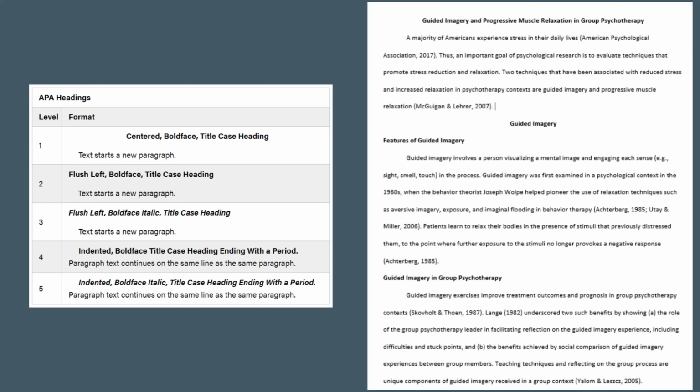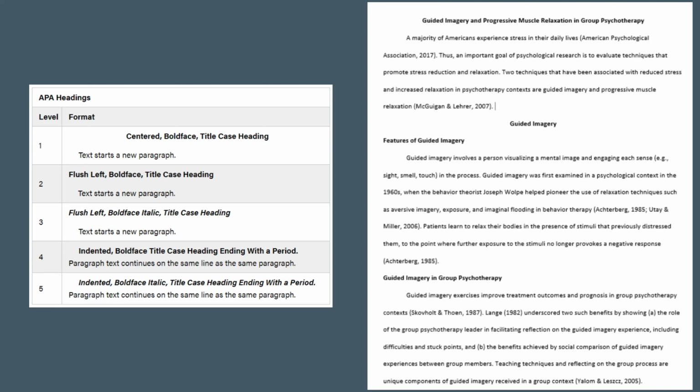So on the right-hand side, we have another example of a demo paper. At the top is the title of the paper. Here our paper is about techniques in group psychotherapy. So title, centered, bolded, top of the page. And then we have our introductory paragraph. Then we introduce our first topic, which is guided imagery. So that heading, topic, centered, bolded, middle of the page.